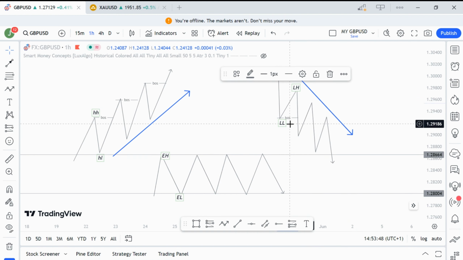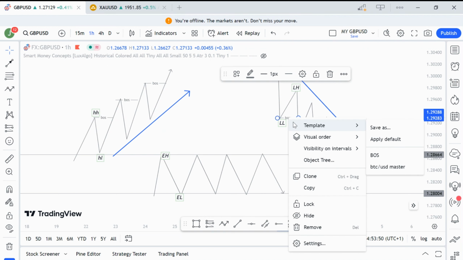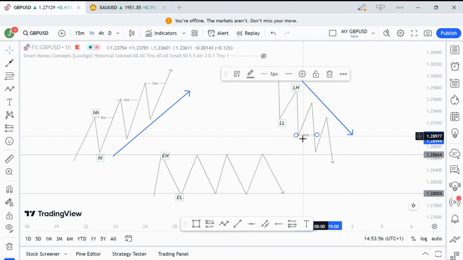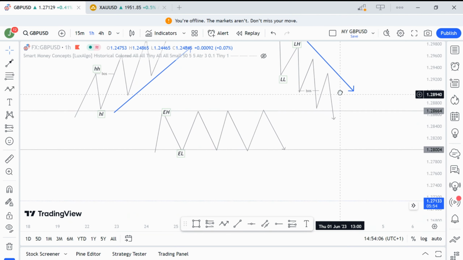You can see another break of structure to the downside. You can clone it. Another break of structure to the downside, then creating a new lower low and a new lower high. So this is how the downtrend market moves.